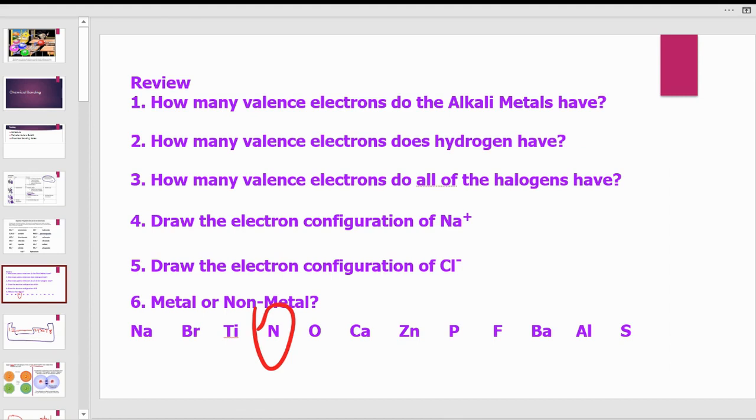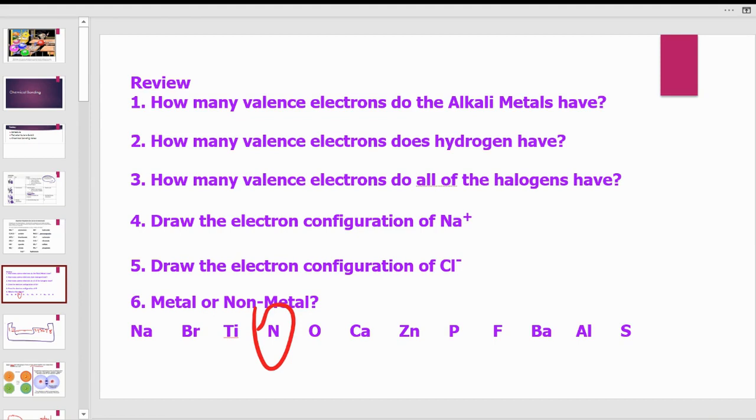How are we going to figure out the valence electrons for any element? We count. How do we count? 1, 2, 3, 4, 5, 6, 7, 8. That 2 drags across because they still have 2 valence electrons.